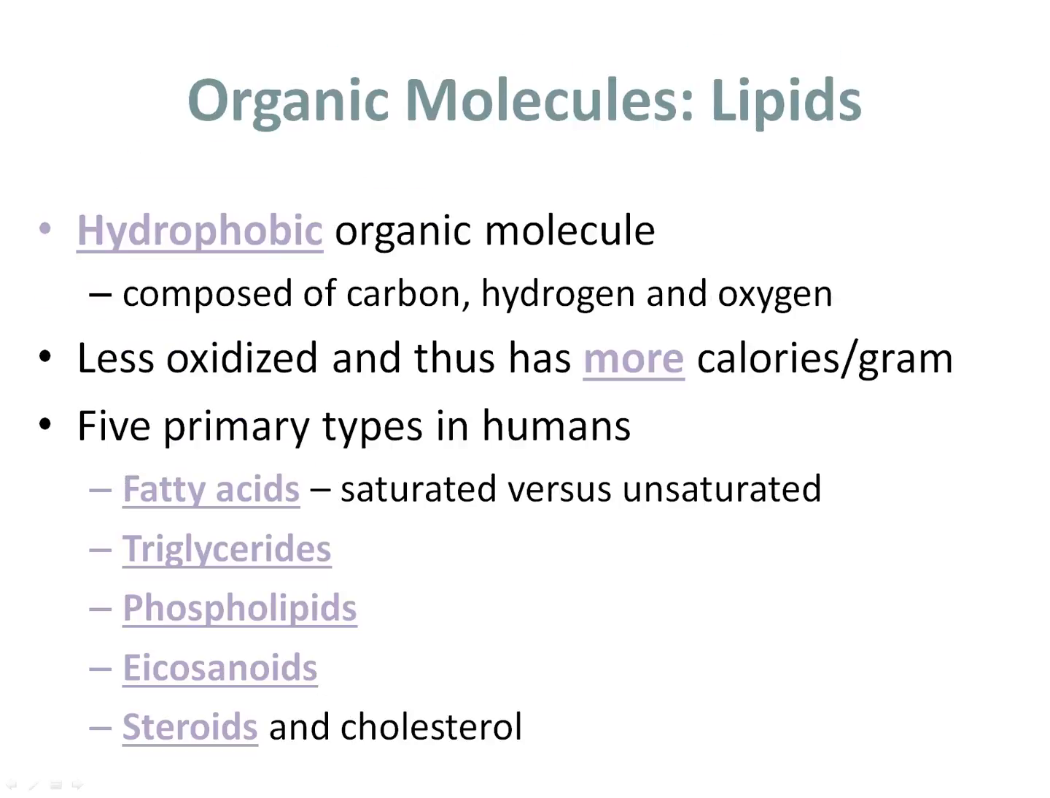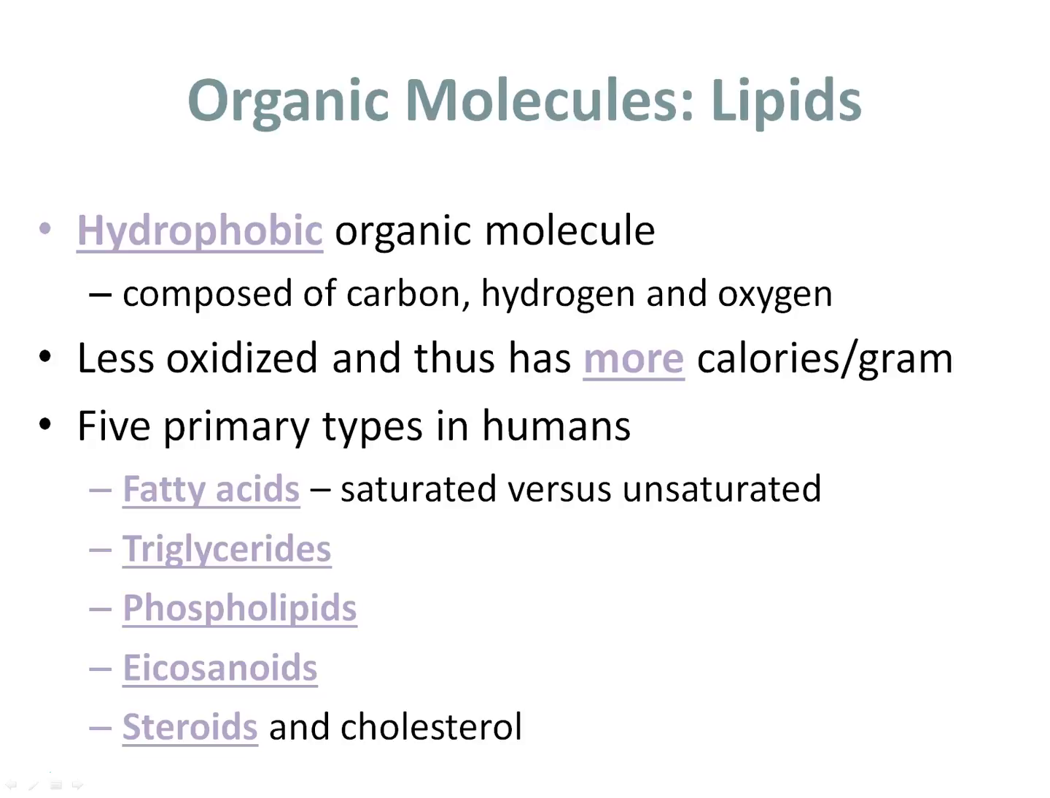Lipids are hydrophobic or water-hating organic molecules. They also are composed of carbon, hydrogen, and oxygen, but they're put together in a different way. They are less oxidized, and therefore they have more calories per gram. So lipids are very, very rich in energy. There are 5 primary types in humans, and we'll primarily talk about 3 of those 5 types in BIO201.